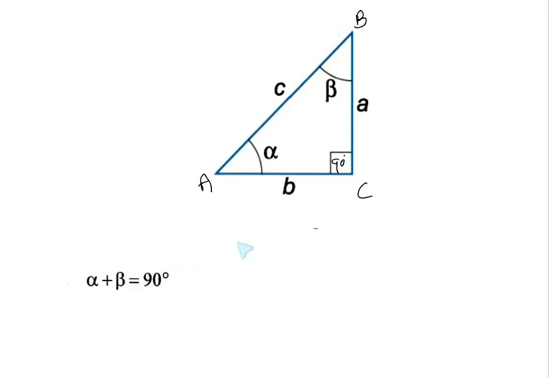So alpha plus beta plus this 90 degrees, the sum of all the angles in a triangle, is 180 degrees. Also alpha plus beta equal to 90 degrees in a right angle triangle. The alpha's opposite side is a, beta's opposite side is b, and the side opposite the right angle is c. It is called the hypotenuse, because it is the biggest side in a right angle triangle.